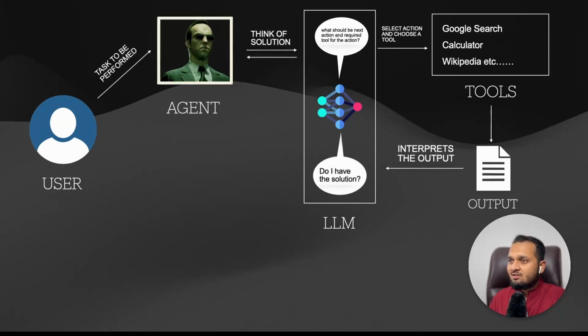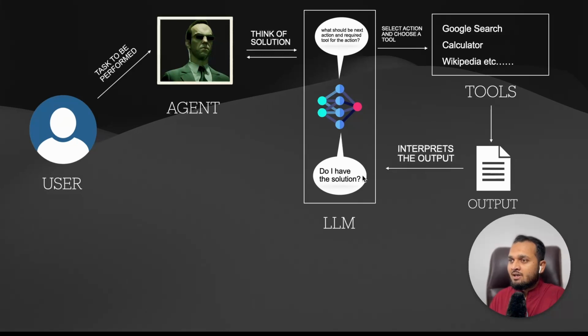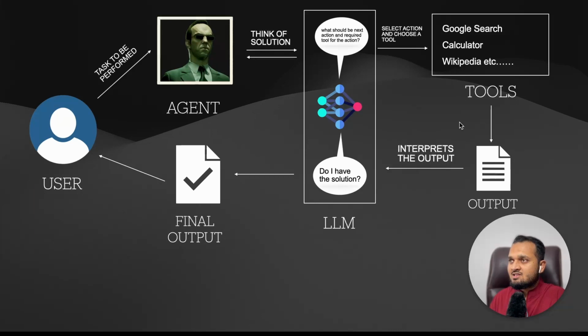So the LLM will think, do I have the solution? If the output is final and complete, it will be shown to the user. But if it is not complete, then this cycle will repeat. Again, the LLM will think what should be the next action and what tool it should use. So it will again go to Google search, calculator, Wikipedia. It will automatically decide which tool to use. Again, this tool will give us the output. Again, the LLM will think and interpret if the output is final and complete. If it is complete, then only it will be shown to the user. Otherwise, this cycle will continue.